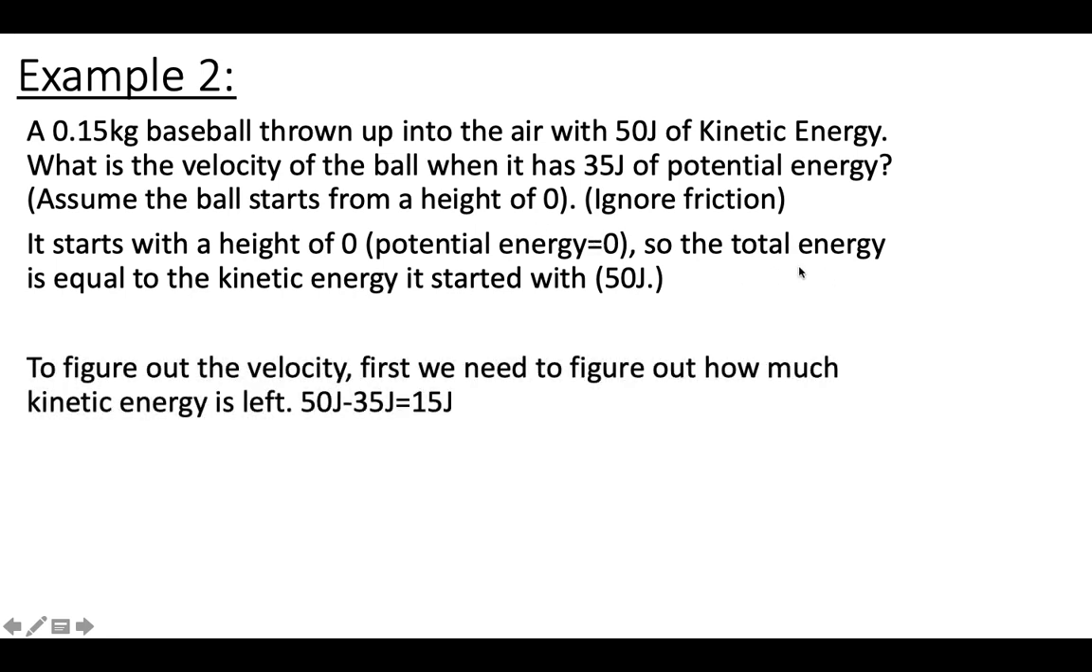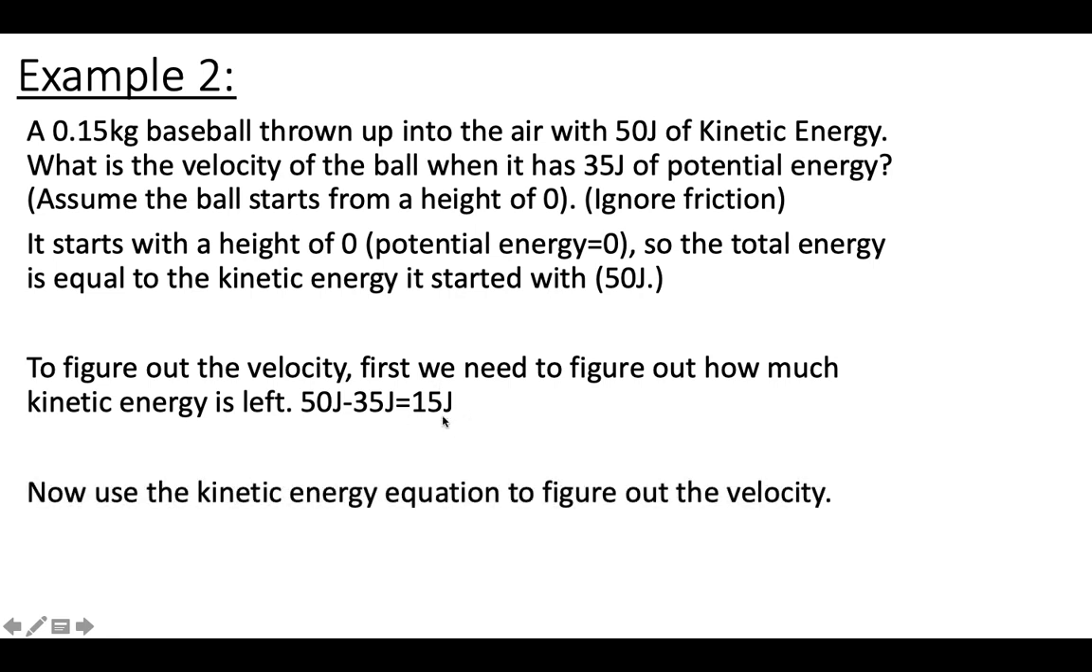50. So to figure out the velocity, first we need to figure out how much kinetic energy is left. It started with 50. We transformed 35 of that 50 into potential energy. So how much is left? It started with 50, but 35 of that is now changed to potential. So how much is left? There's 15 joules of kinetic energy left.